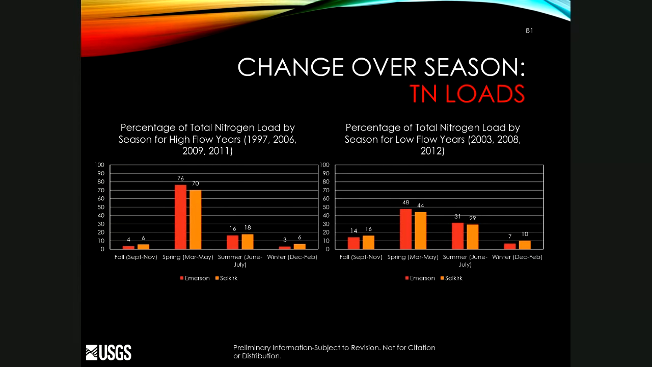And total nitrogen, similar picture. So it's consistent with the nitrate plus nitrite. The numbers might be a little bit lower. The other one we saw 80% during the spring. This is around 75%. But again, being fairly evenly distributed between the two seasons of spring and summer.